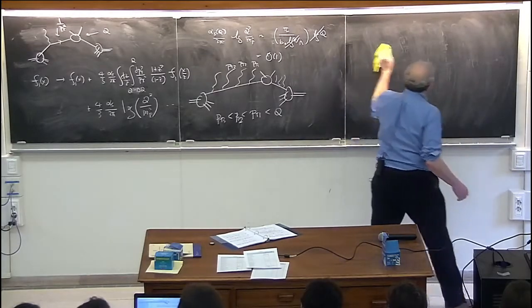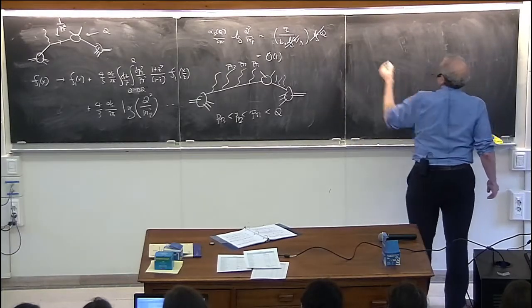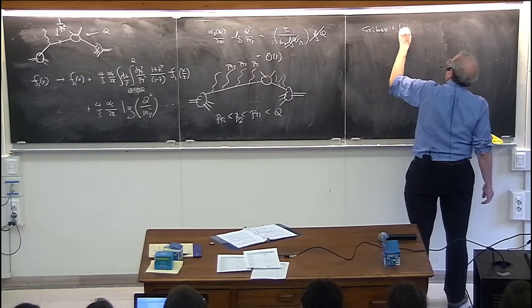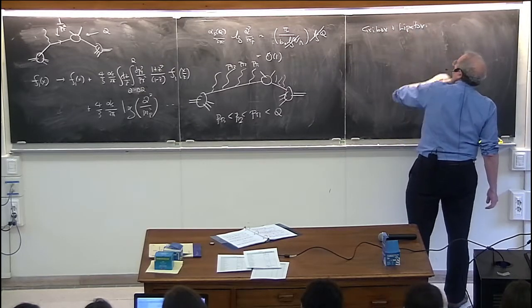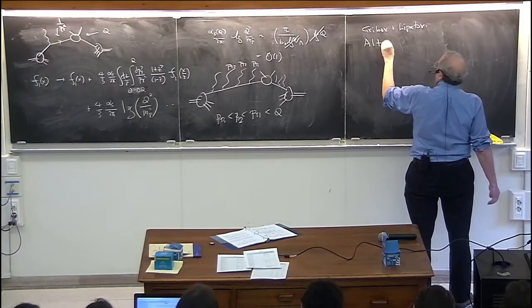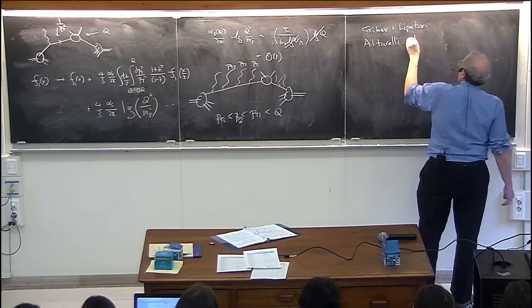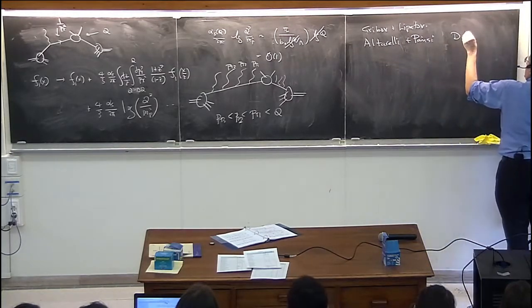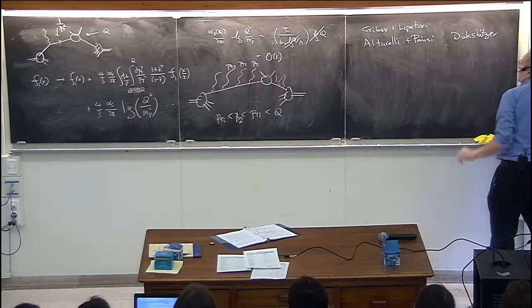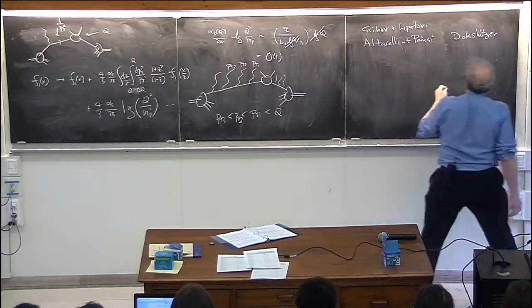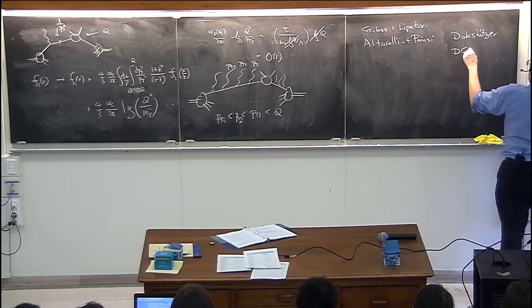For the specific case that I'm talking about here, it was first written down by Gribov and Lipatov. And the full theory in QCD later given by Altarelli and Parisi, and by Dokshitzer. And I like to call these the Altarelli-Parisi equations, although sometimes you see them called the DGLAP equations.